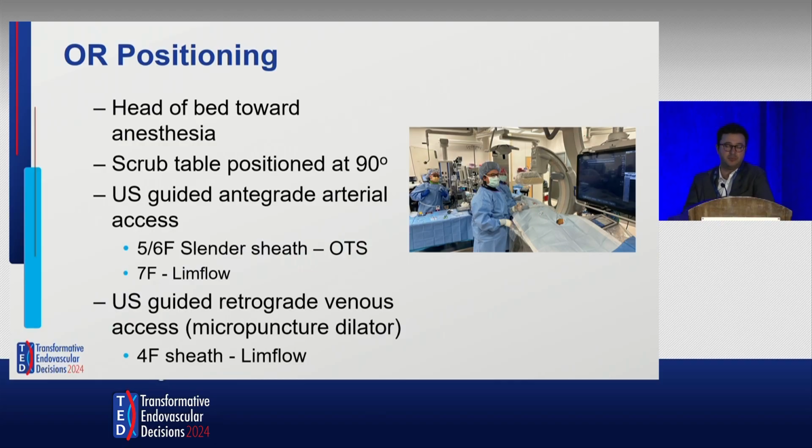So a lot of different people do these a variety of different ways, but I think you have to do them antegrade. So my scrub table is positioned at 90 degrees from my access. Depending if I'm using an off-the-shelf technology, I'll use a 5/6 slender sheath in the superficial femoral artery or the common femoral artery. And if you're using the LimFlow TAD-V system, you're using a 7 French system. And then ultrasound-guided retrograde venous access. I most commonly, historically, have done them from the posterior tibial vein at the ankle, but a lot of people do them utilizing lateral plantar vein access.